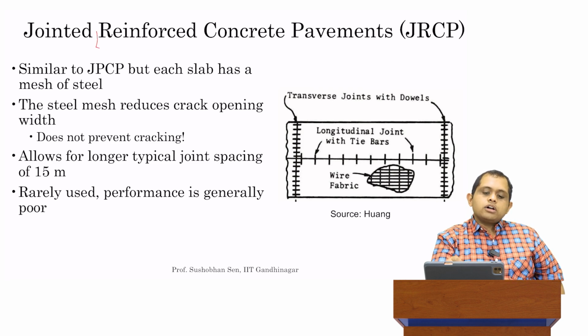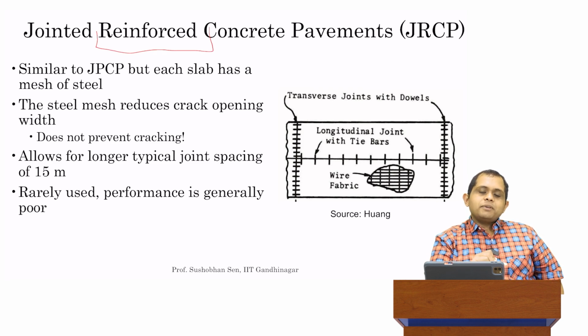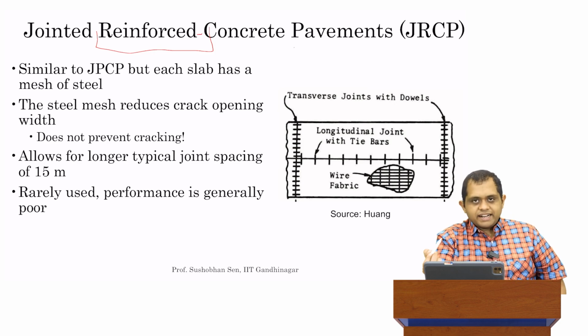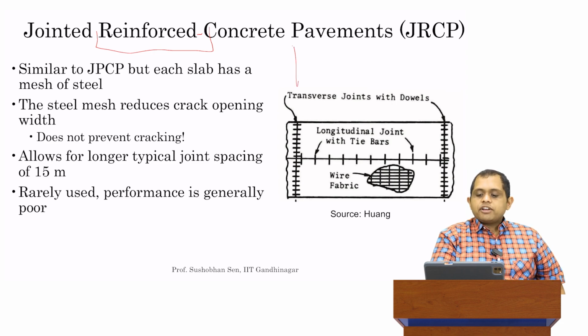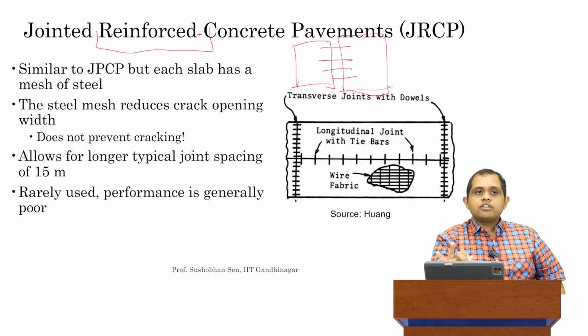The difference is in this word reinforced. So if in JPCP each slab was plain, which means it didn't have any steel on it, then in JRCP each slab has some amount of steel reinforcement in it. So again, if I draw these slabs, in JPCP we just had steel reinforcement at the joints, but no steel reinforcement inside the slabs. In JRCP, we have steel reinforcement inside the slab also.